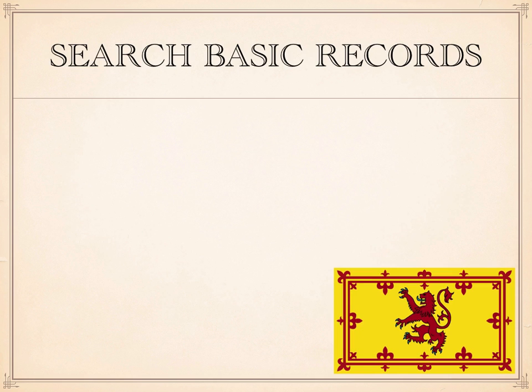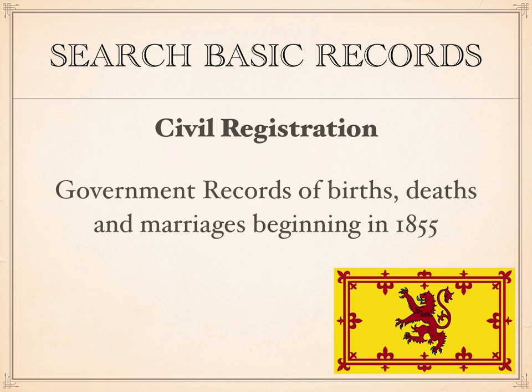The types of records that should be searched for Scotland include civil registration records. These are government records of births, deaths, and marriages that began in 1855. It's important to focus on the date when these records began being kept. Records before that time would only be available from the church, parishes, or some other type of records.